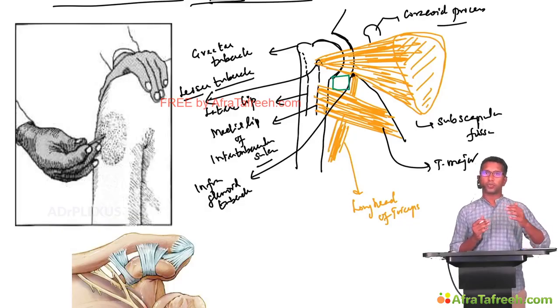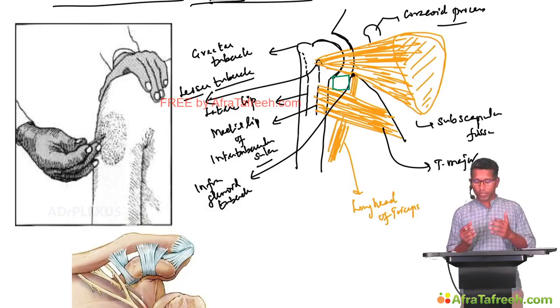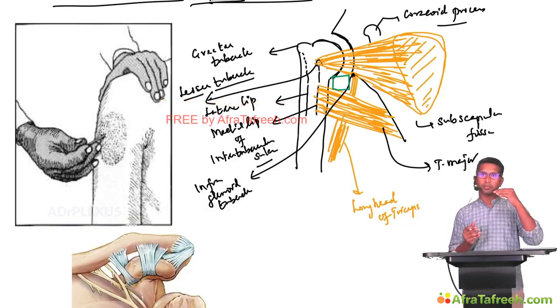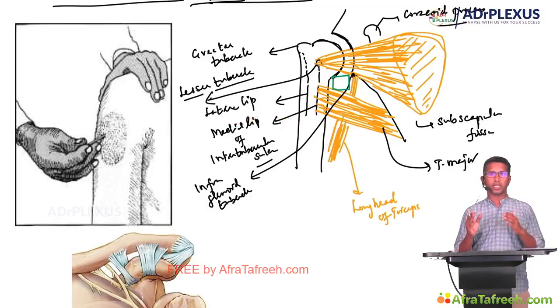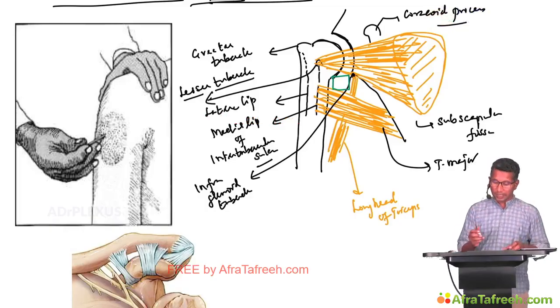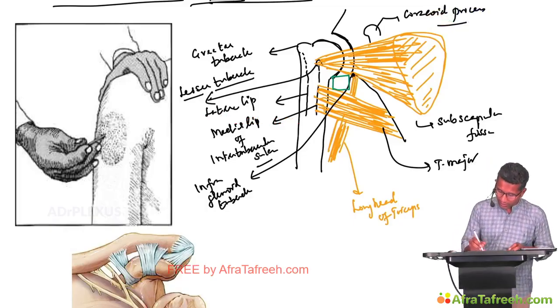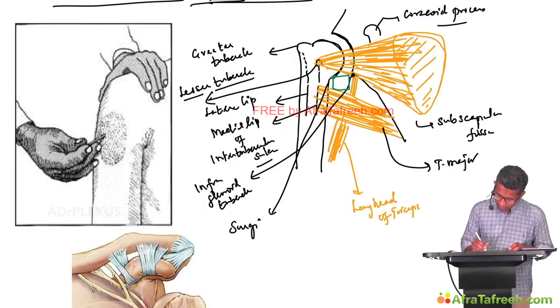Now if somebody asks you what are the boundaries of the quadrangular space, you can easily tell: the quadrangular space is bounded superiorly by subscapularis, inferiorly by the teres major, medially by the long head of triceps, and laterally by the surgical neck of humerus. So what is this neck called? This is called the surgical neck of humerus.